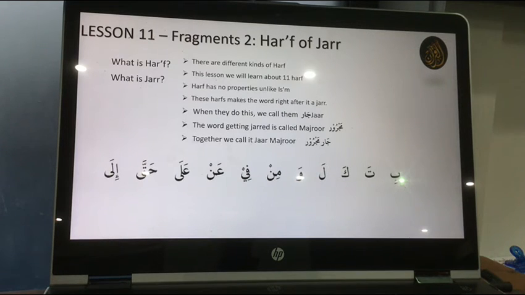So that's another one. Now, an and ala, both of them start with ain. So an means about. What does an mean? About. And ala means upon. Remember, there are 2 harf with ain. An and ala. What does an mean? Look at there. About. And ala means upon or on. Like we say alayhim.